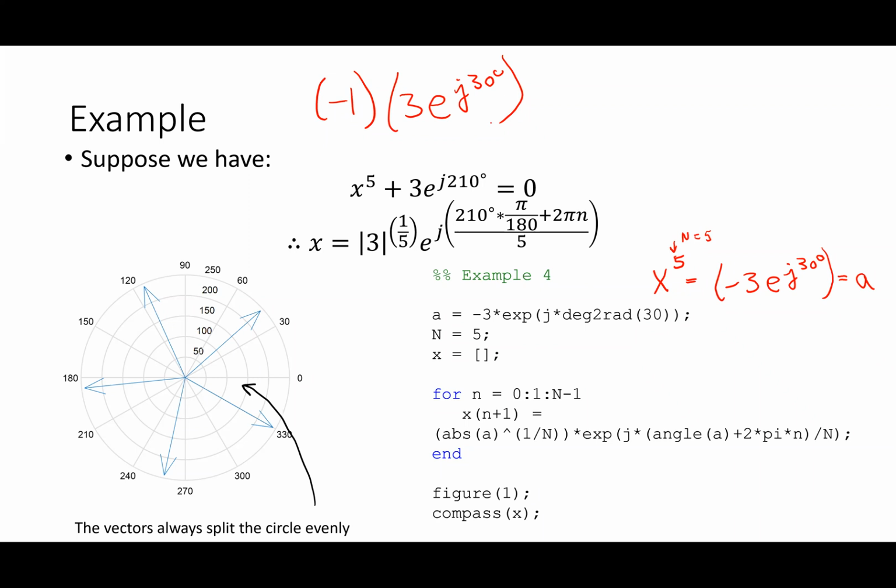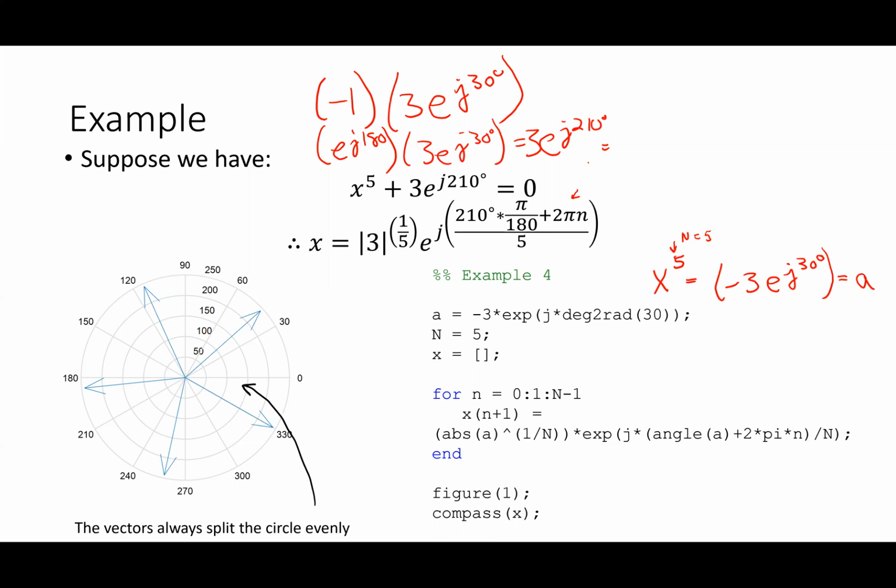Right. So that's e to the j 180 times 3 e to the j 30. So that becomes 3 e to the j 210. And then I just looked at that like it was some number, and I raised it to the 1/5 power. Okay, I understand then. Right. And then, because I need to get multiple answers, I do this basically for multiple equivalent angles.